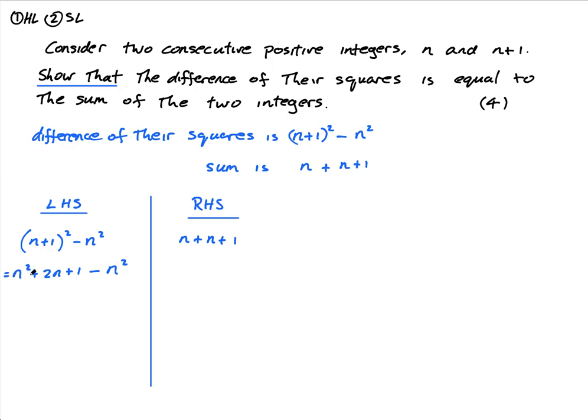And this equals n squared minus n squared. They cancel. So you can put a line through them if you want. This equals 2n plus 1. And then on the right hand side, this equals n plus n plus 1, which is 2n plus 1. So this and this are the same thing. So I can just write down left hand side equals right hand side, QED, which means I've shown what you asked me to show.